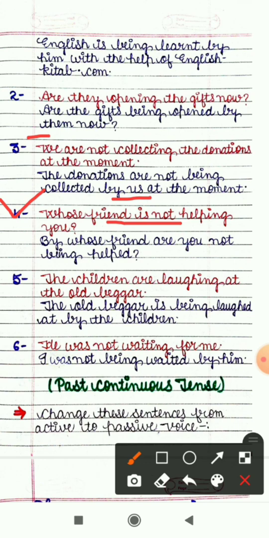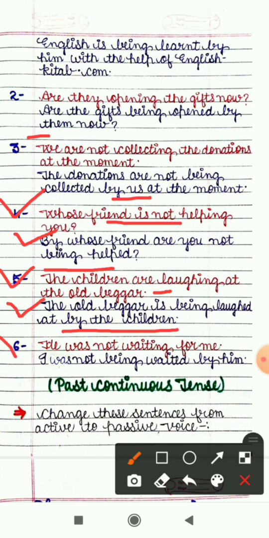So here, when "whose" is given, we have to make the passive by using "by whose." So here we have written: By whose friend are you not being helped? Fifth sentence is: The children are laughing at the old beggar. Subject is the children, and what is the object? The object is old beggar. So our new subject will be old beggar, and that's why we have used "is." The old beggar is being laughed at by the children.